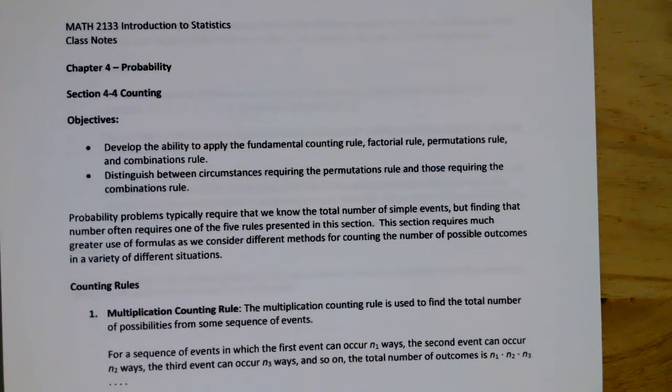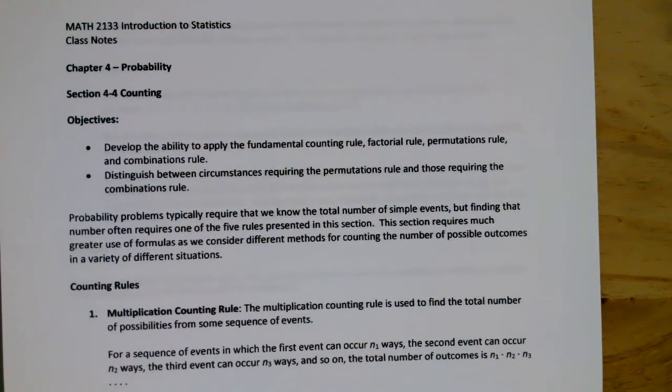Okay, so here probability problems typically require that we know the total number of simple events, but finding that number often requires one of the 5 rules presented in this section. This section requires greater use of formulas as we consider different methods for counting the number of possible outcomes in a variety of different situations.